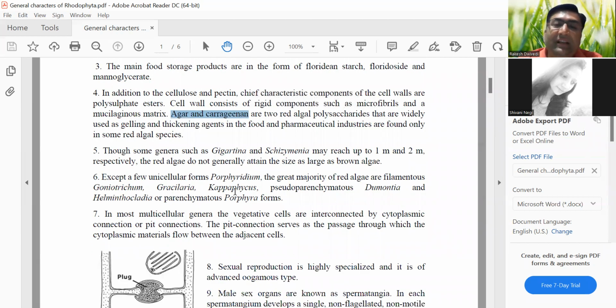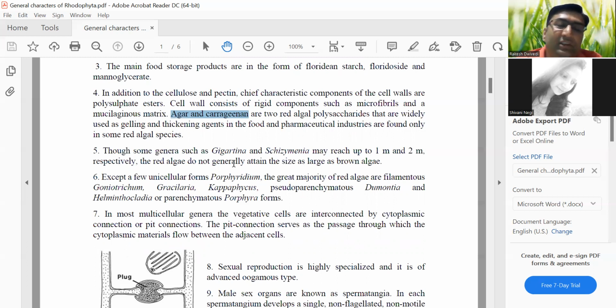The thallus size of the red alga ranges from the unicellular up to 1 meter or 2 meter long. Some genera, particularly the marine ones, are up to 1 meter or 2 meter long. For example, Gigartina and Sargassum. These two genera may reach up to the length of 1 meter or 2 meter tall, while some members are unicellular also. So they range from microscopic unicellular up to 2 meters in length.